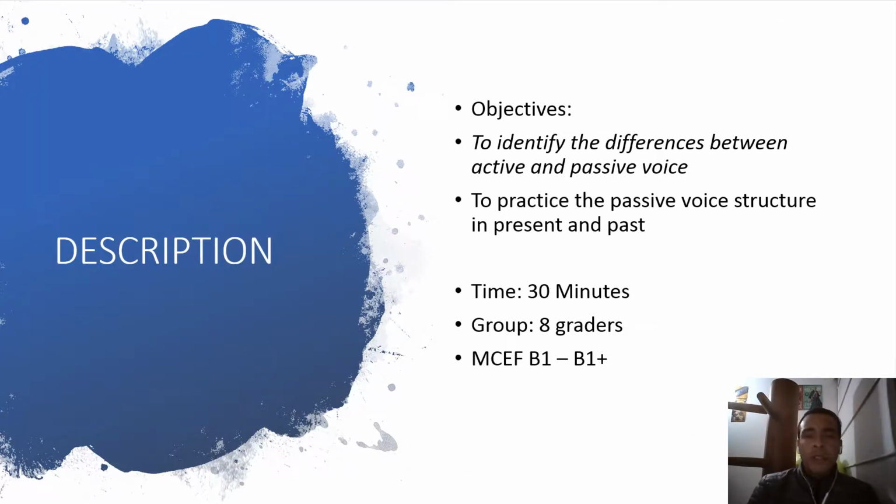First, a short description about my project. First, the objectives. The students will be able to identify the difference between active and passive voice, and to practice the passive voice structure in present and past. I hope that the students spend at least 30 minutes. This self-access learning material is thought for my 8th graders, and they are probably at level B1 or B1 plus.